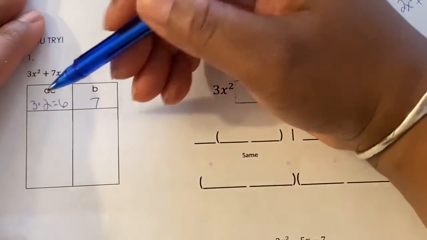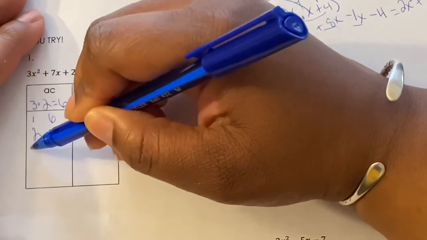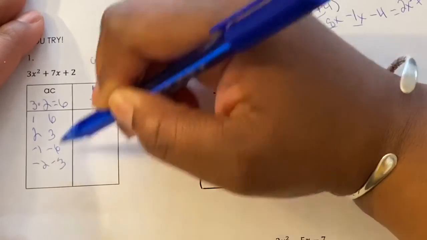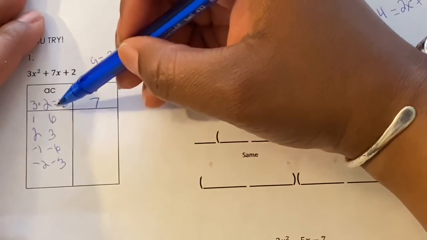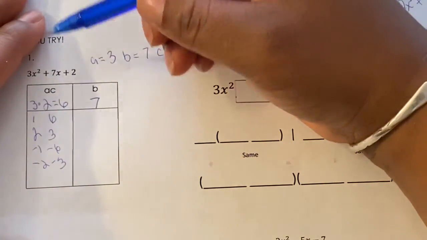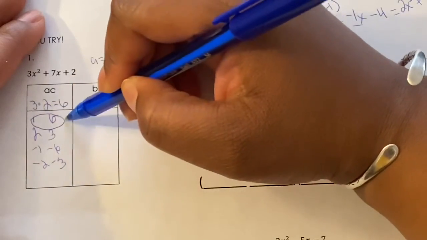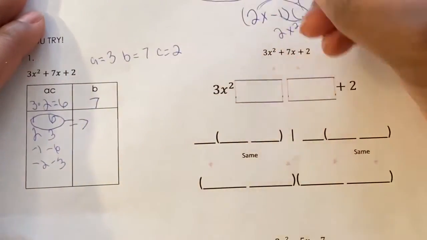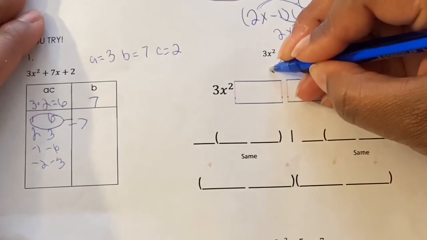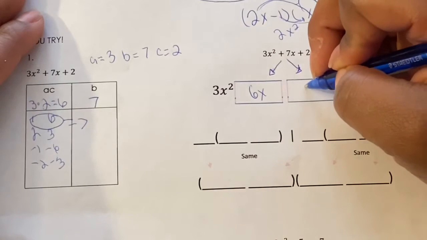Let's write down the factors of 6. 1 and 6, 2 and 3, negative 1 and negative 6, negative 2 and negative 3. Because remember, 6 is positive, so the factors can either be 2 positives or 2 negatives. Well, the 2 that add to make 7 are 1 and 6. So I'm going to split this 7 here up into 2 parts. It's going to be 6x and 1x.